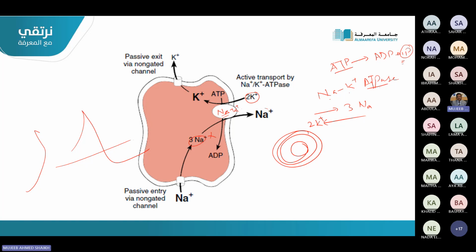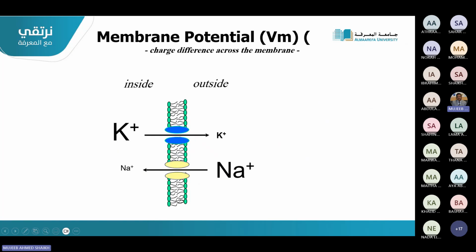This is just like an enzyme. There is an enzyme which is breaking down ATP into ADP, and the energy is produced, and this energy is utilized to throw 3 sodium out and take 2 potassium in. And when energy is utilized, which type of transportation is it?